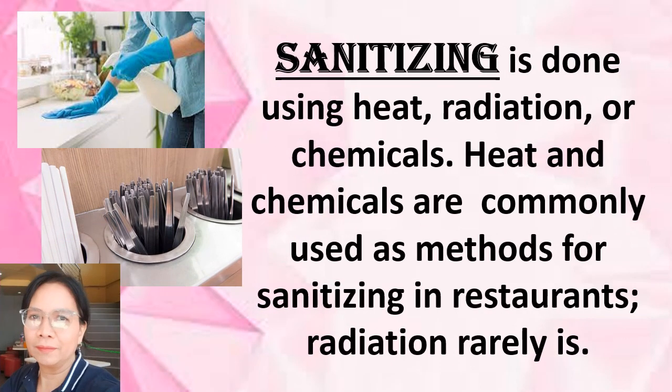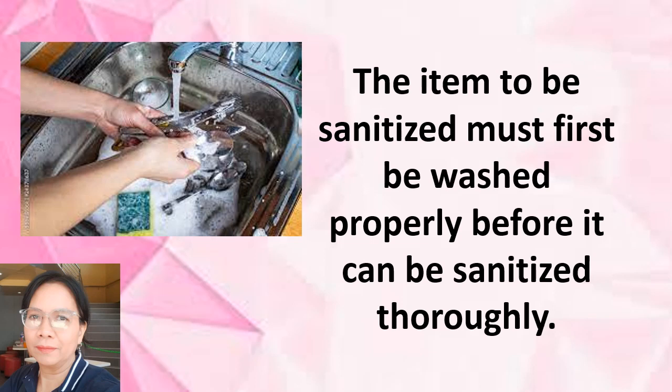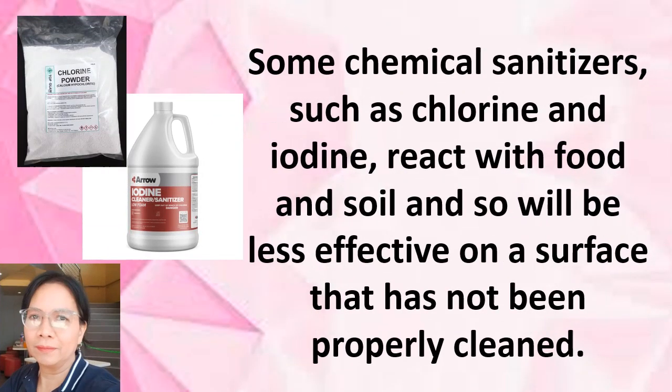After knowing what is cleaning, let us now have sanitizing. Sanitizing is done using heat, radiation, or chemicals. Heat and chemicals are commonly used as methods for sanitizing in restaurants, while radiation rarely is. The item to be sanitized must first be washed properly before it can be sanitized thoroughly. Some chemical sanitizers, such as chlorine and iodine, react with food and soil and so will be less effective on a surface that has not been properly cleaned.